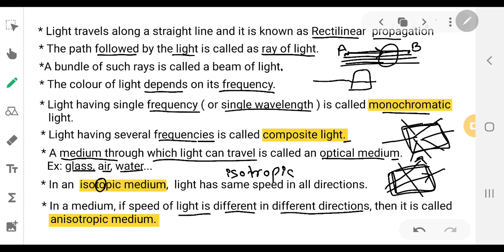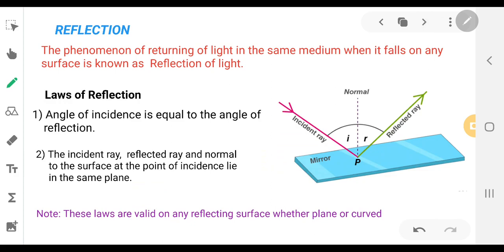Now we'll see what all are the phenomena that light is showing. The first one is reflection. In a common way, you can understand reflection as something that is coming back. Reflection means that it comes back. An example you can take is when you hit a ball to a wall, it comes back in the same way. So light also comes back in the same medium when it hits any surface.